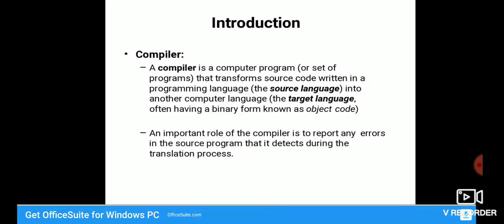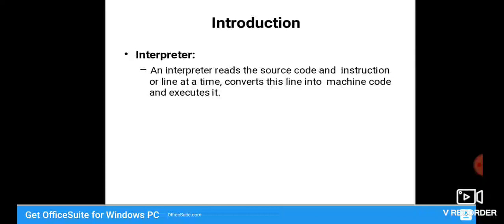So what is a compiler? We all know it is a computer program that transforms source code written in a programming language into another computer language called the target language. An important role of the compiler is to report any errors in the source program that it detects during the translation process. It compiles the whole program at a time. That means it will compile the whole program and then report the errors, if there are any. What does an interpreter do? It compiles or interprets line by line.